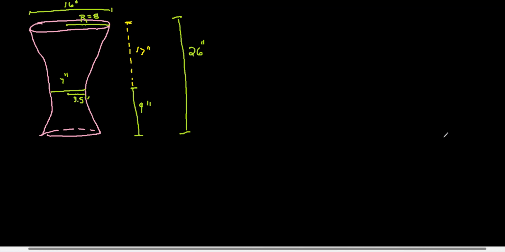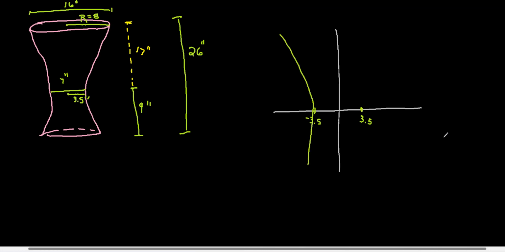Okay, so what does that mean in terms of graphing? Well, first of all, we have some coordinates here. I'm going to graph this with my minimum diameter right here along the x-axis, because that's just going to make my life a lot easier. So I'm going to put this at 3.5 and negative 3.5. And so then my hyperbola is going to do whatever it does.